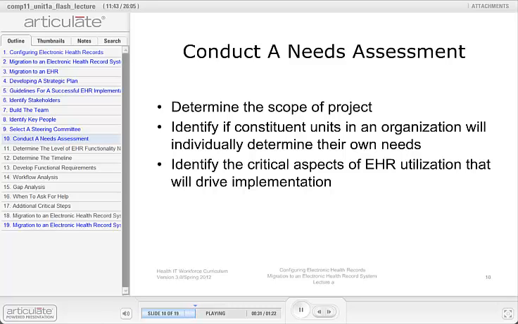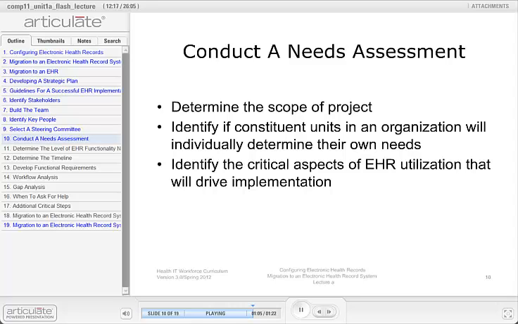In addition to defining the scope of the project, a needs assessment can help determine if each unit in an organization will determine its own needs, or if a single unit will determine the needs of the entire organization. The needs assessment should not only focus on the internal needs of the organization, but also on external factors that may be identified. These factors are outside the organization, such as government or insurance company mandates. One critical external factor is the Meaningful Use Program of the HITECH Act.